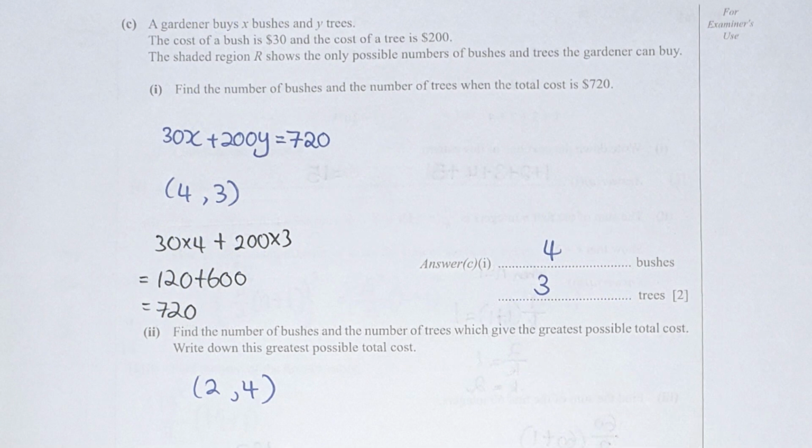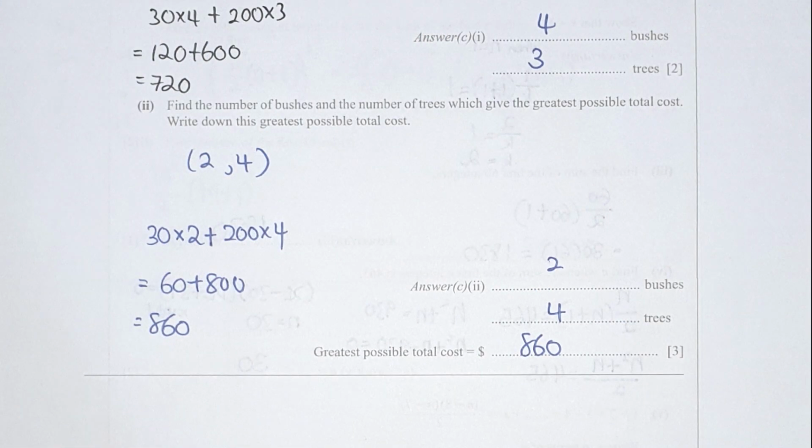So section c, 30x plus 200y equals 720. At the coordinate (4, 3), you'll be able to identify the total cost as 720. As for finding the total number of bushes and trees which give the greatest possible cost, this one will be (2, 4), which is 2 bushes and 4 trees, which results in $860.